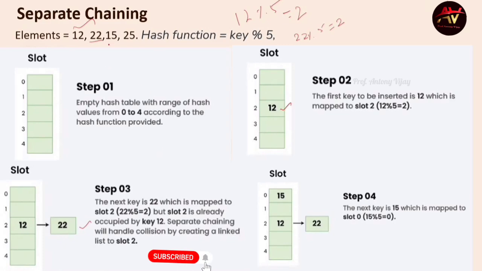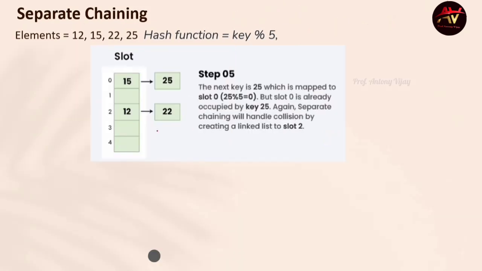So likewise I am taking 15. So 15 modulo 5. The remainder is 0. Index 0 is occupied by 15. And the last element is 25. So while applying 25 modulo 5, again it is 0. So 0 is already filled with 15. So it will create a linked list for 25. Let's see. So 15 linked to 25. This is the general process. Okay. So this is called separate chaining.